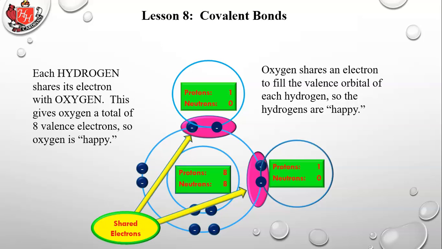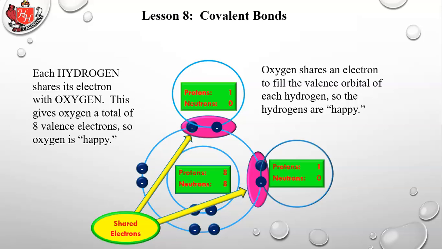So what you see is that oxygen now has 8 electrons in its valence orbital, its second orbital. So it's happy. It has a full octet, a full valence orbital. Similarly, hydrogen, its first orbital is filled. 2 electrons is all that it can hold, so its first orbital is filled in each of the 2 hydrogens. So everybody has a full valence orbital.